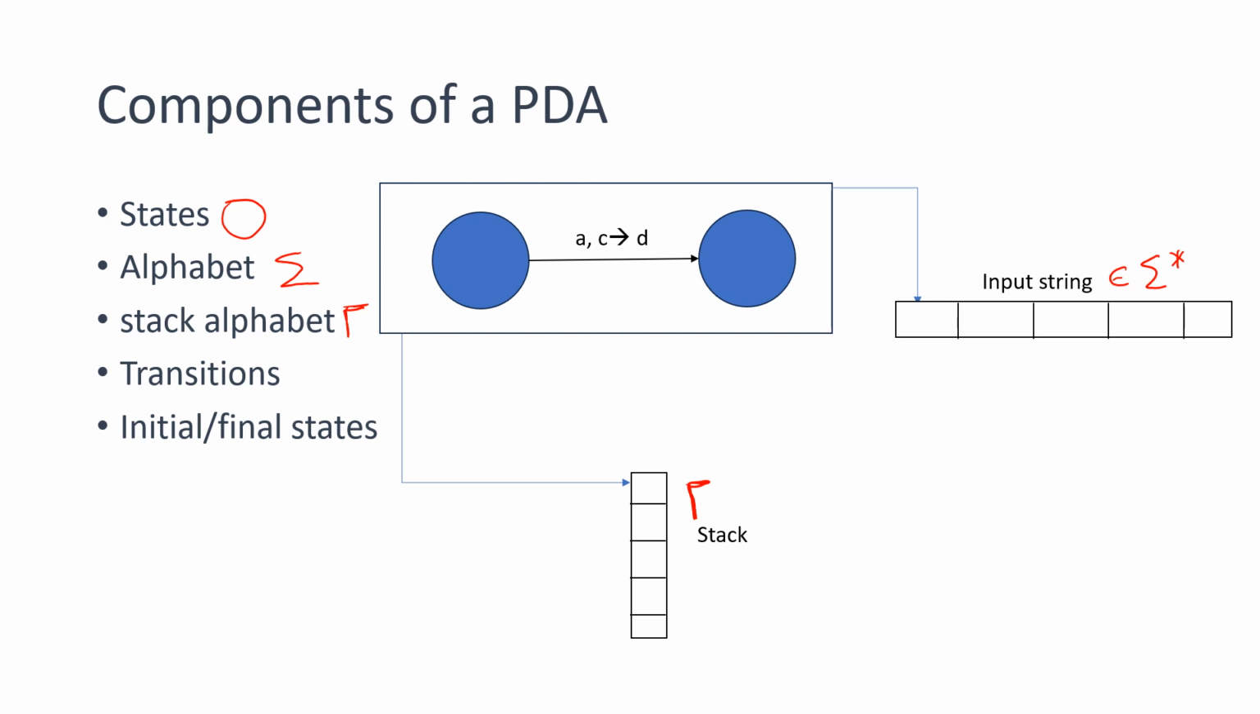And next we have our transitions. So our transitions are written as an input string letter, so something in sigma, followed by something from gamma to something in gamma. Finally, we have our initial and final states. So in the picture, we usually draw that arrow going into that initial state, and then our final state will have the double circle in it.